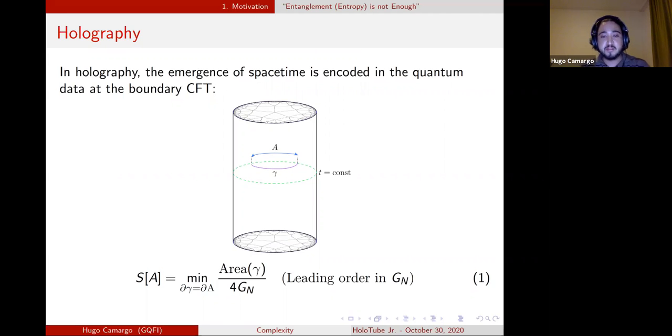Now, as you all know, entanglement entropy is related to codimension 2 minimal area surfaces in the bulk. And here, what I'm representing is how this works, for example, in vacuum AdS3. The idea behind entanglement entropy is that it allows us to reconstruct the bulk or part of the bulk from the perspective of the boundary CFT.